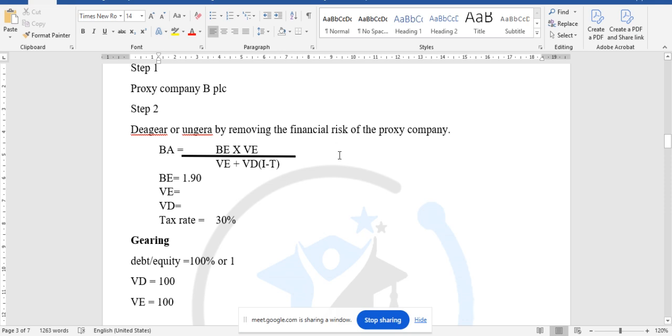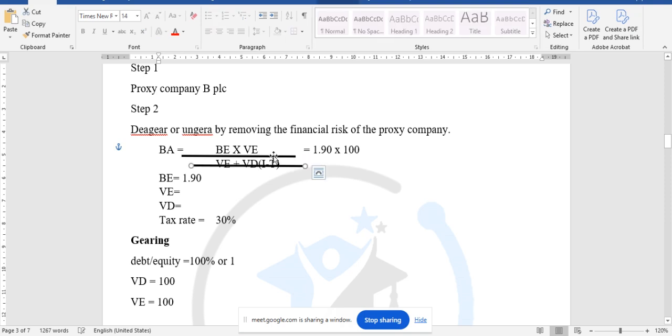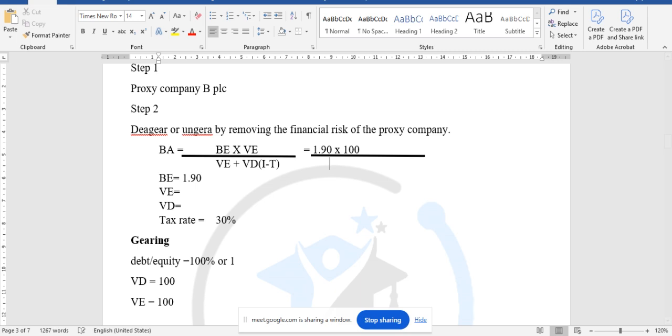Now let's go there. What do we have? It equals 1.90 times VE, which is 100, divided by VE, which is 100, plus VD, which is also 100, times 1 minus the tax rate of 0.3. In case you don't know how we get 0.3, let me put it out again.